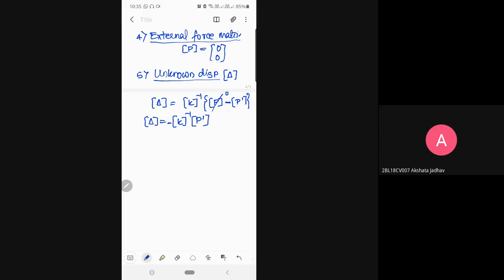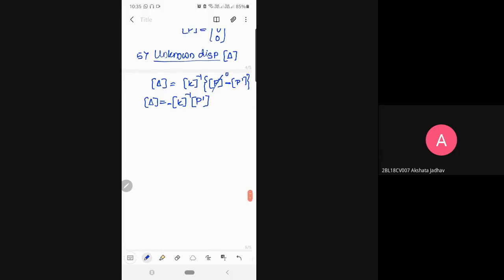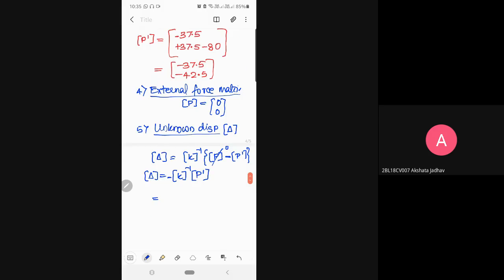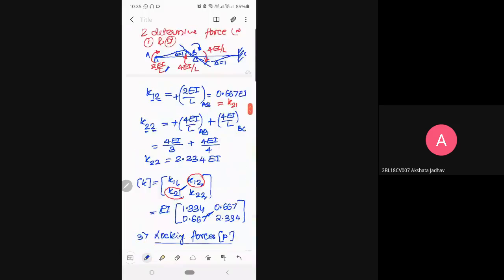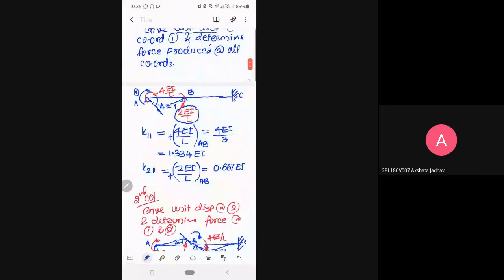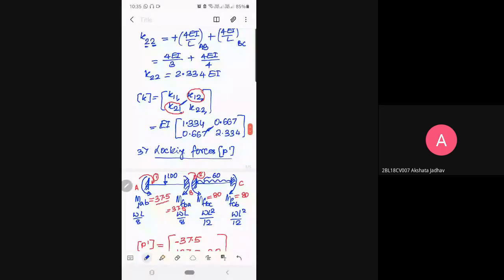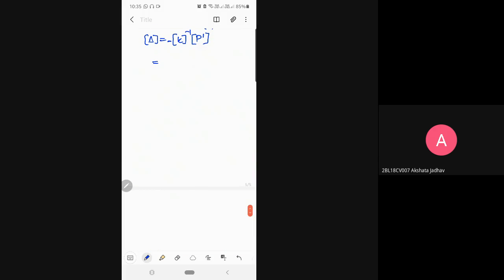So P is 0. So delta is minus of K inverse into P dash. Now take those values. K inverse. What is K value? K is EI into the matrix. Now I am taking K inverse, which means EI will be 1 upon EI. So I will take this as 1 upon EI minus 1 by EI into the inverse of the matrix. What is that matrix?